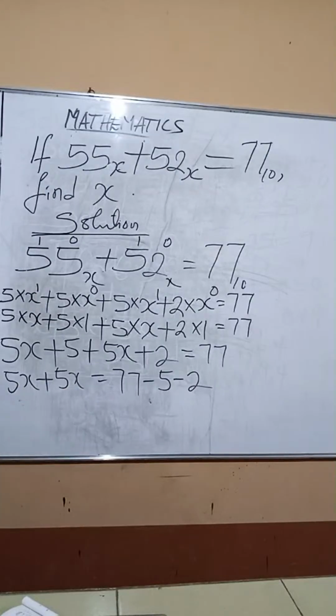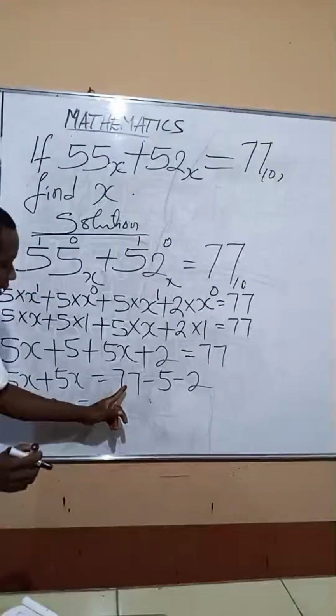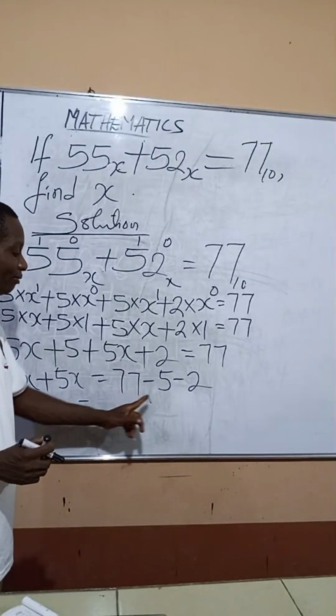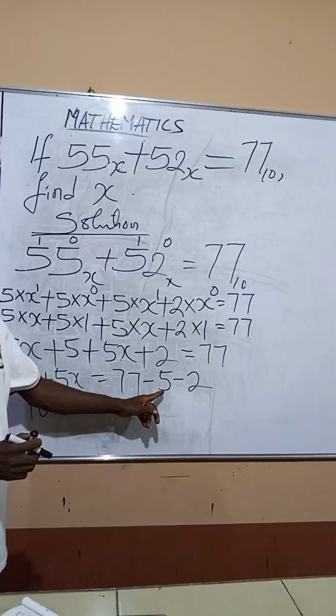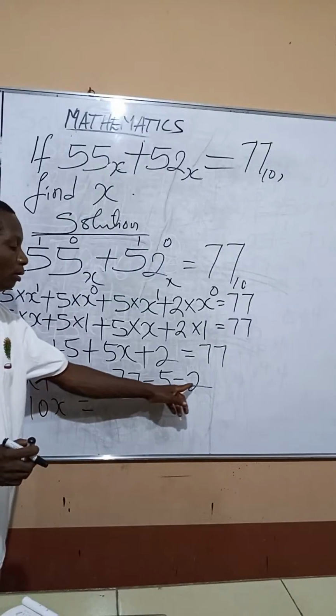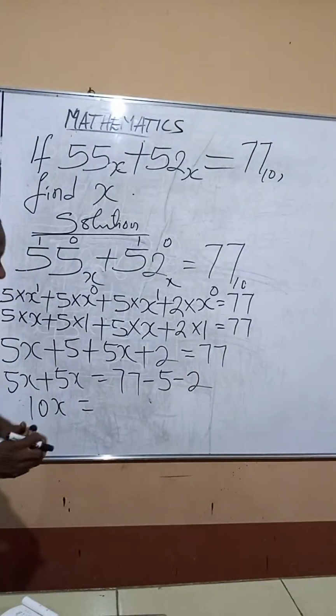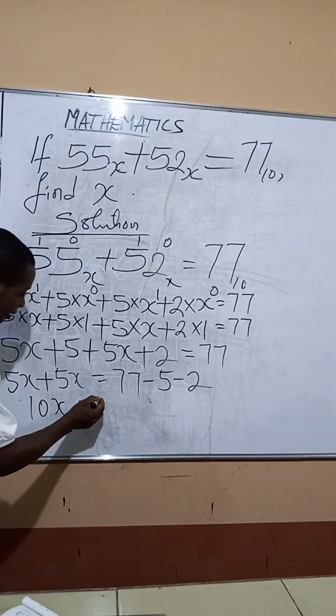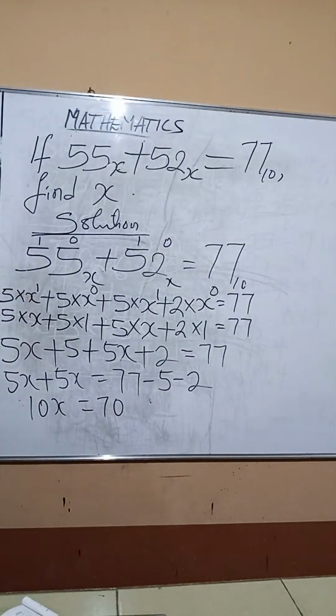5x plus 5x is simply 10x. And this is equals to, so we can proceed. Remember, this is 77. 77 minus 5 is 72. And 72 minus 2 is 70. That gives here to be 70.